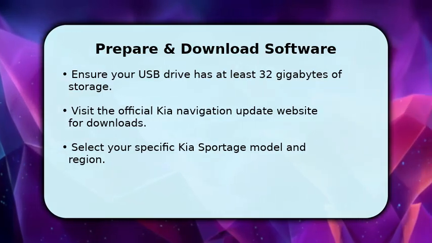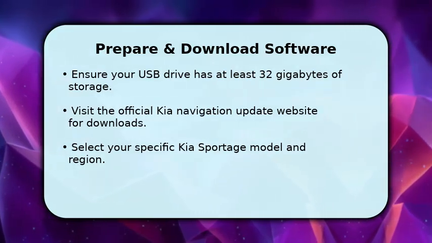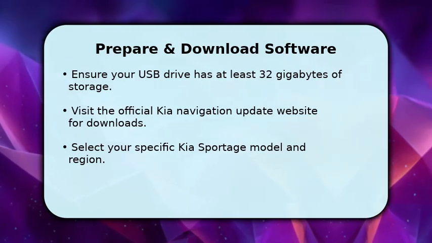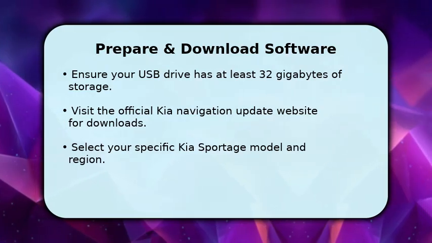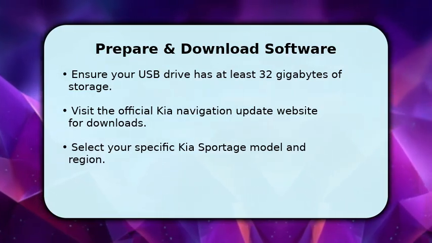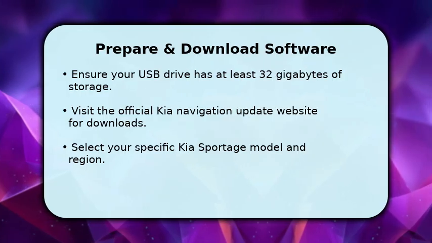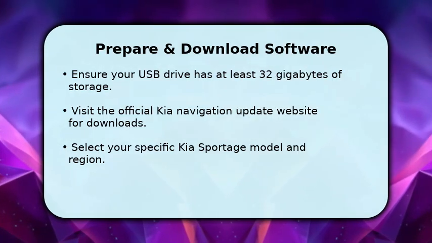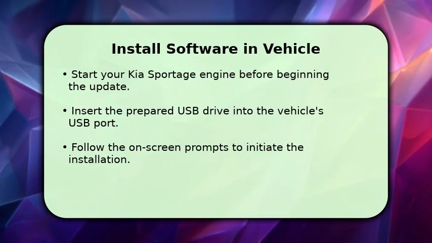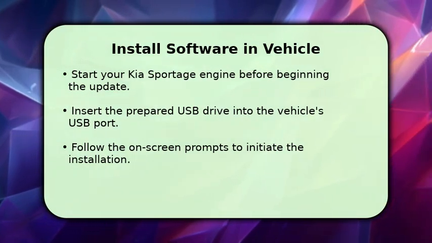Next, head to the official Kia Navigation Update website. There, you'll select your specific Kia Sportage model and region to ensure you get the correct files. Download the Kia Navigation Updater program to your computer, then use it to download the software package onto your USB drive. Now, take your prepared USB drive to your Kia Sportage.